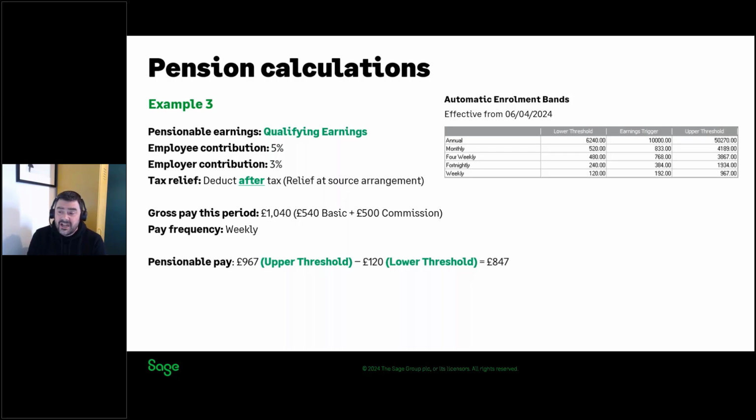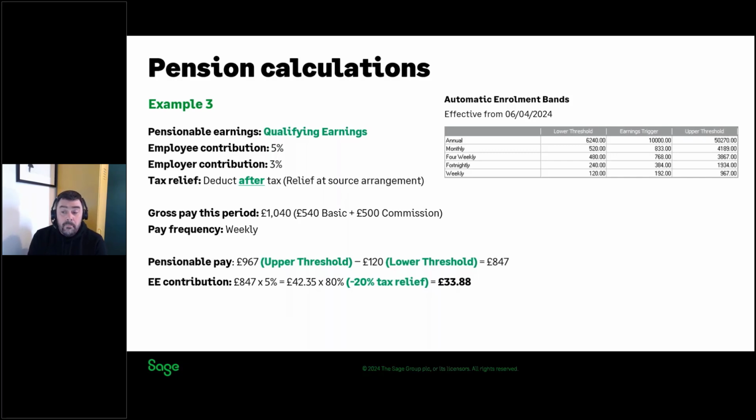So to establish the pensionable pay, looking at the total qualifying earnings, that is above the upper threshold. So the pensionable pay is the earnings between the lower and upper threshold and doesn't include anything above that £967. So pensionable pay this week is £847, and that is what we're going to base the calculation on.